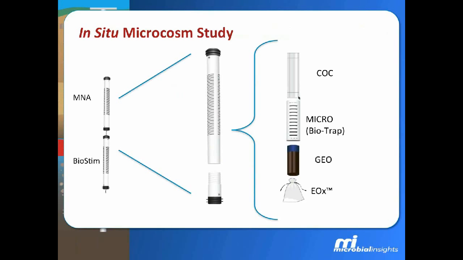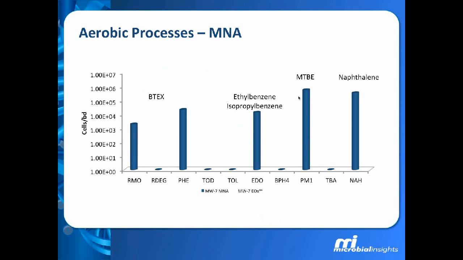So we had another in situ microcosm that was set up for this well, and it was the same as before, where we have a control unit to look at the natural conditions and a biostimulation unit. What we see in the biostimulation unit was, rather than using the EAS, we used an EOX, which is a powder that provides slow, steady oxygen release to help us get long-term aerobic biodegradation. So again, let's look at the control unit first.